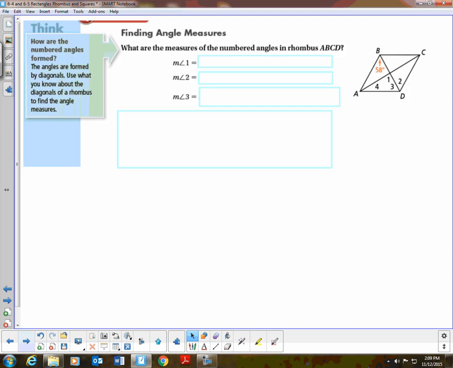All right, so here we have a little basic problem I want you to work out. It says here, the following figure is a rhombus. Find the measure of all the numbered angles. So we want the measure of angles 1, 2, 3, and 4. So pause the video, take a second to work through these problems.